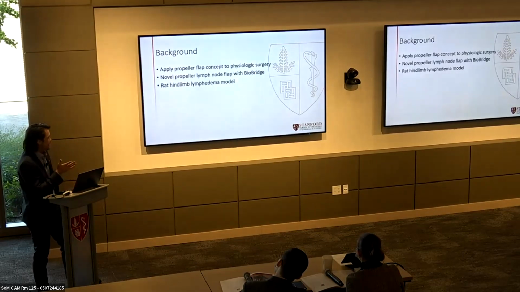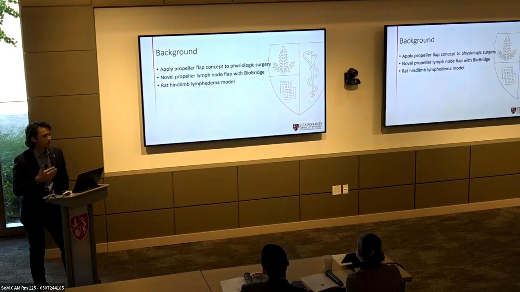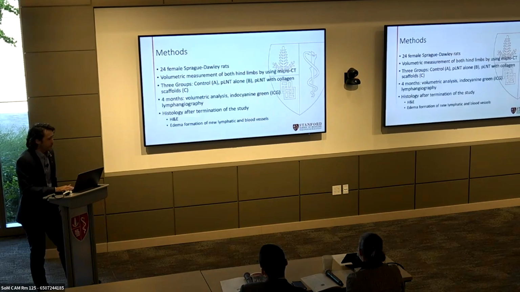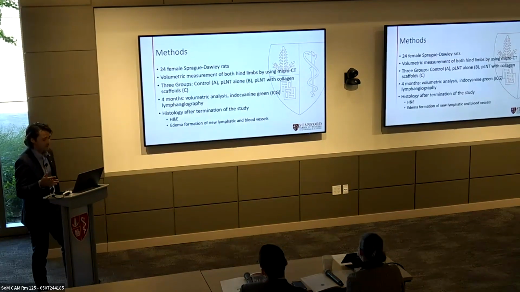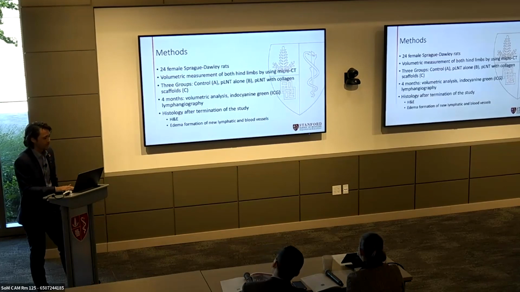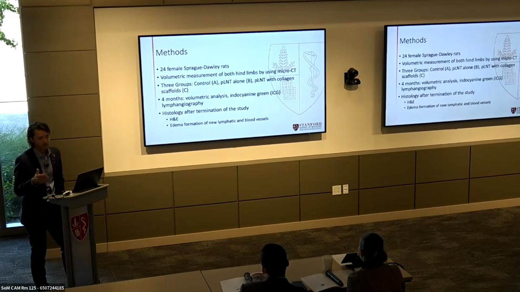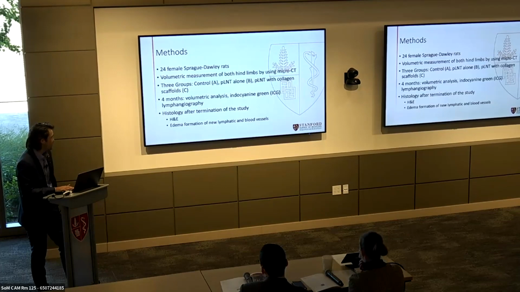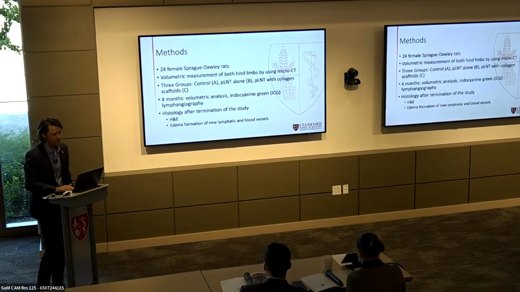So we thought to apply this to treating lymphedema, combining this with BioBridge and testing this out in the rat hind limb lymphedema model. We started out with 24 rats. We performed volumetric analysis prior to developing lymphedema, and we separated them into 3 groups: a control, a flap alone group, and a flap with the collagen scaffold group. At 4 months, we performed volumetric analysis and ICG lymphangiography. And at the termination of the study, we performed histology to see if there were any differences between the groups.